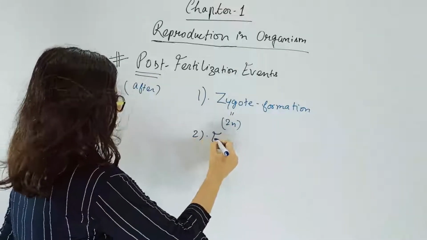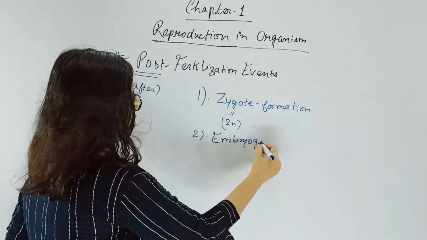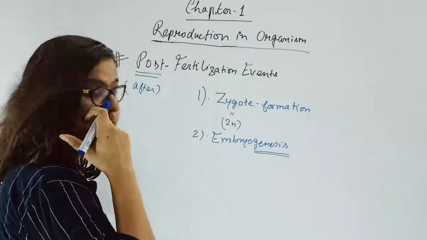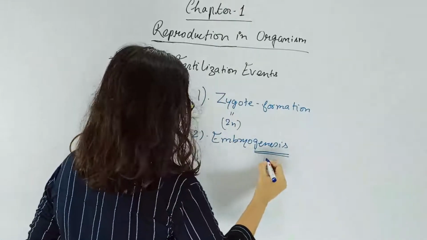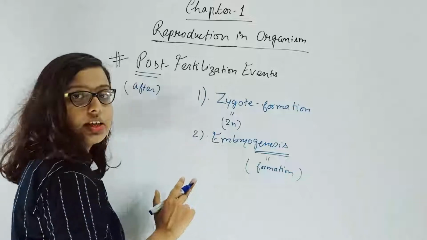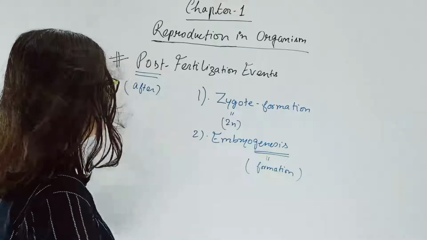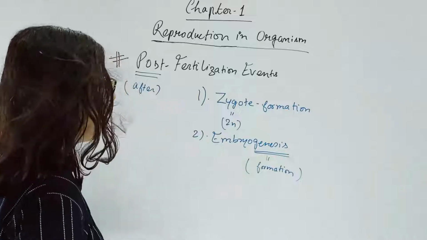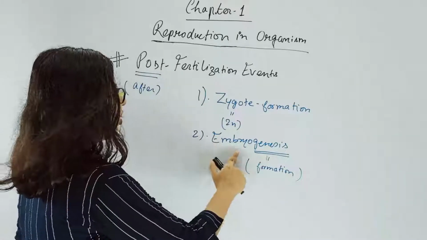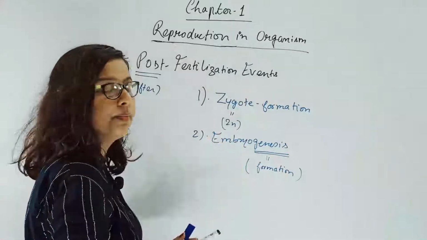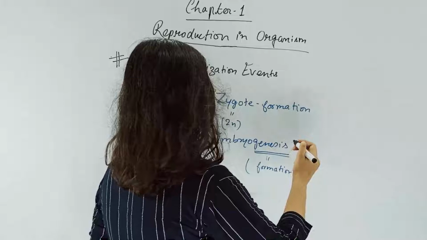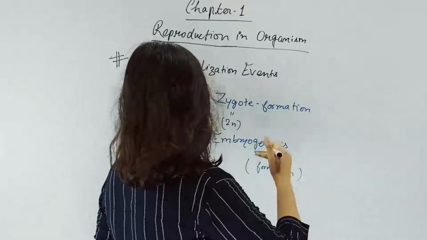Second thing is the embryogenesis. Embryogenesis means formation of embryo. Wherever there is the term genesis, genesis means formation or generation. So wherever there is the term embryogenesis, you have to understand that we are going to talk about formation of embryo. So embryo forms from what? Embryo forms from the zygote. The zygote has to develop into embryo, and the embryo will further develop into a complete organism.